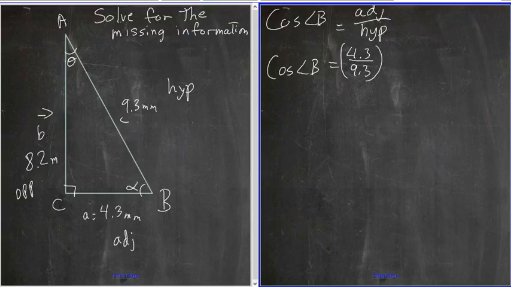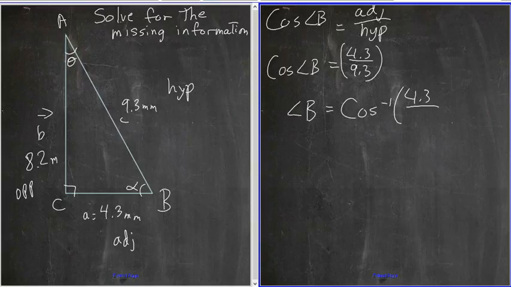Now, from last year, hopefully you remember, the opposite of the cosine is the inverse cosine, or cosine to the power of negative 1. So angle B is equal to the inverse cosine of 4.3 divided by 9.3. You can plug those values into your calculator and you will get angle B is equal to 62.5 degrees.